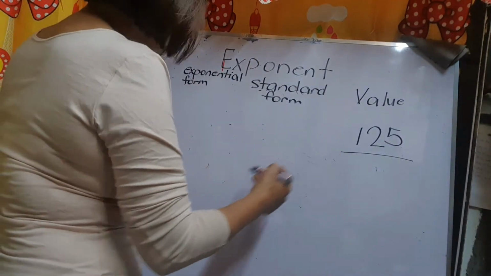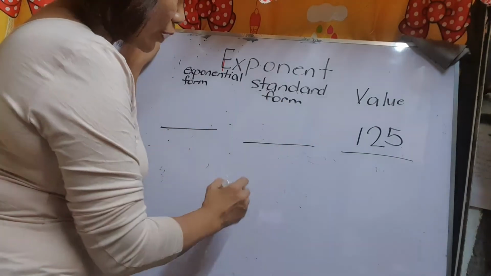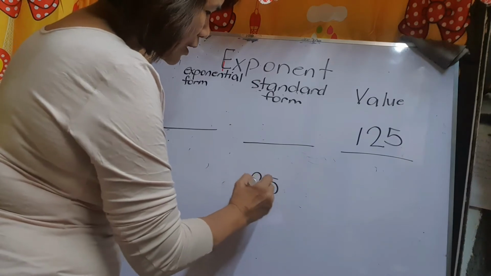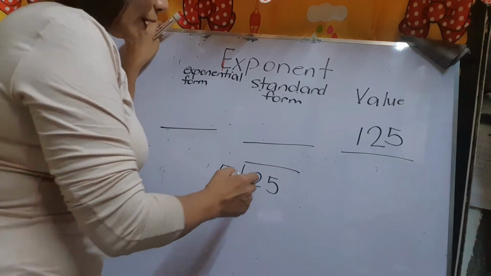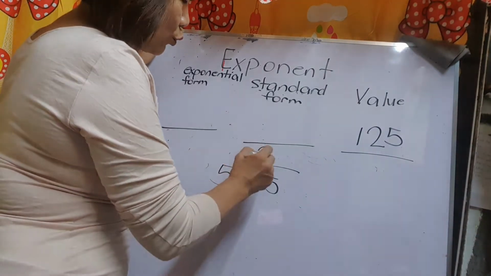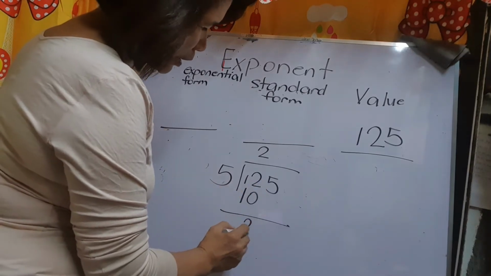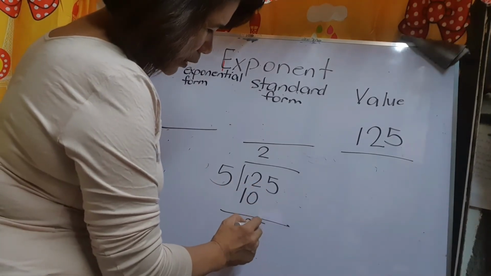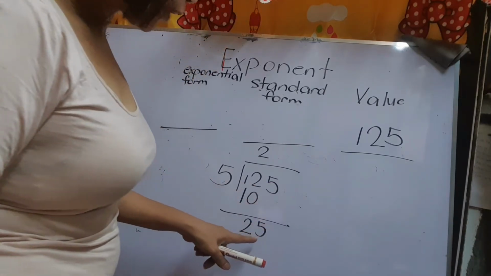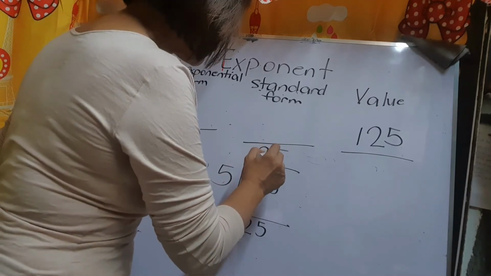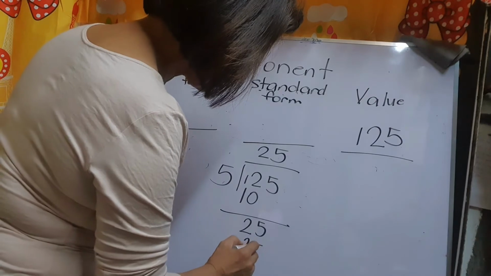So, ang gawin ninyo ngayon, yung 125, standard form, tingnan natin kung saan natin pwede i-divide, sa 5. So, 12 divided by 5 is 2. 2 times 5 is 10. So, bring down 2. 12 minus 10 is 2. And then bring down 5. So, 25 divided by 5 is 5. 5 times 5 is 25.